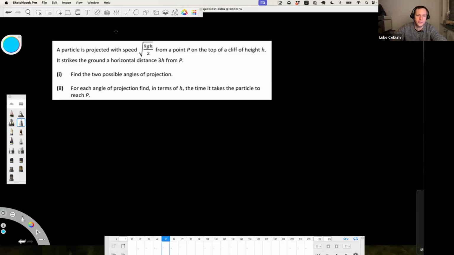Okay, so a particle is projected with a speed of the square root of 9gh over 2 from a point P at the top of a cliff of height h, and it strikes the ground a horizontal distance 3h from P. It says find the two possible angles of projection, and then for each angle of projection, find in terms of h the time it takes for the particle to reach P. So what's that?